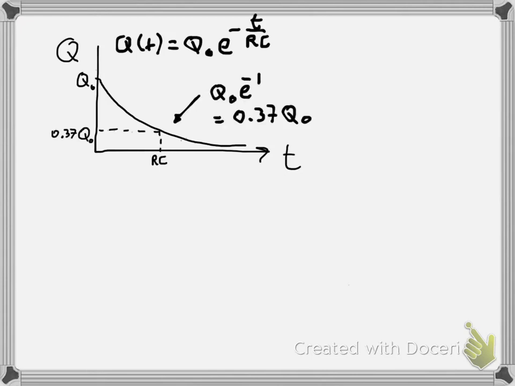and after an amount of time equal to R times C, the charge in the capacitor has dropped to 37% of its original value. That's because if you replace t equals RC, you get that the charge in the capacitor is Q naught times e to the minus 1. E to the minus 1 is 0.37, so the value of RC gives us an idea of how quickly the capacitor discharges.